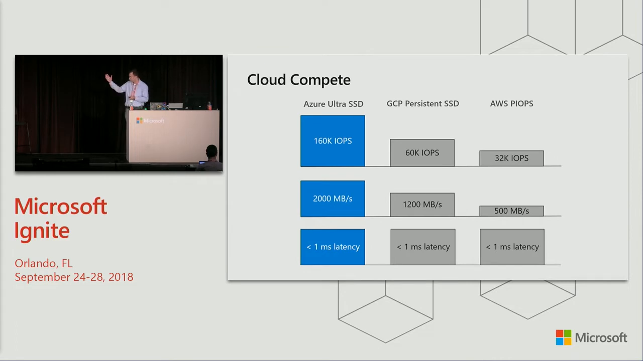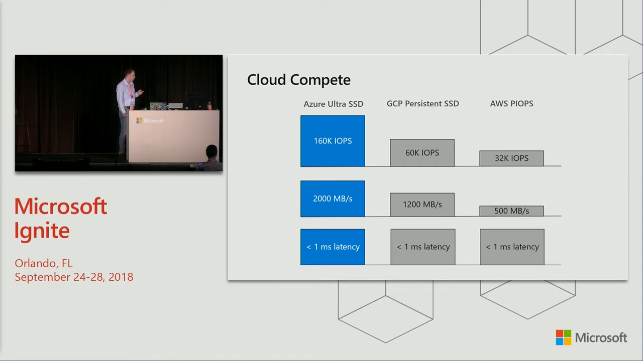This is the competitive landscape we have today. As you can see, Ultra SSD is towering over the competition with 160,000 IOPS, with our next best competitor coming in at 60K IOPS. But you've got to read the fine print, because Google doing 60K IOPS is only for reads. They can only achieve 30K with writes. But with Ultra SSD, you can do 160,000 IOPS with reads or writes.